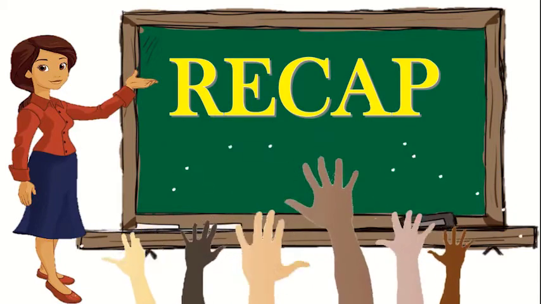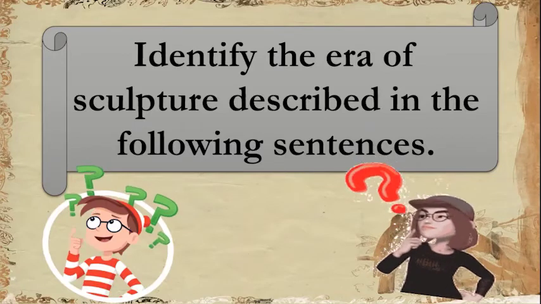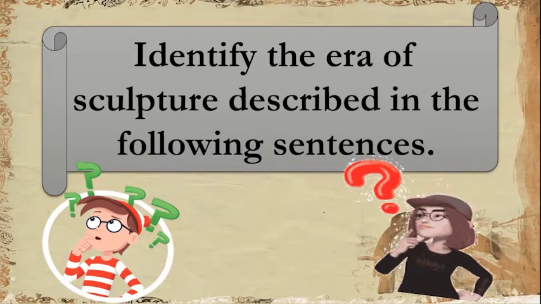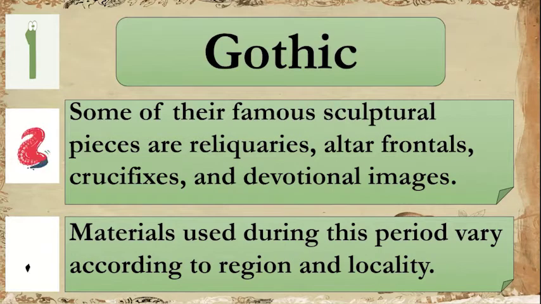Now let's have a recap on our previous lesson. In this activity, you have to identify the era of sculpture described in the following sentences. 1. Their sculptures have greater freedom of style. From what era is this? If you answered Gothic, that's correct.